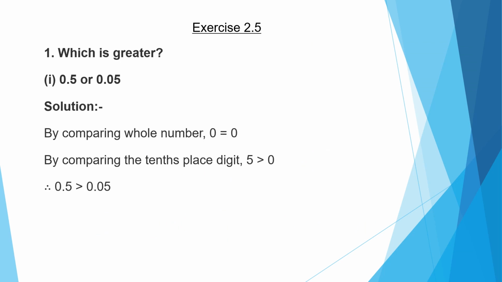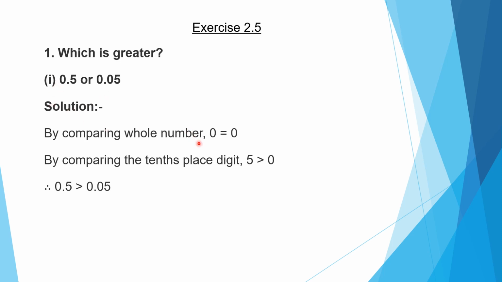Based on these points, we are having exercise 2.1. Here I have taken few sums. Let us see one by one. Which is greater, 0.5 or 0.05? While comparing numbers, what you will do? We will compare from place value to place value, right? So let us do same here also.